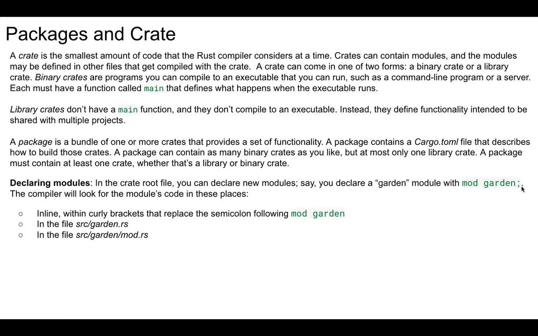So when you declare this and compile it, the compiler will look inline, within that crate itself, or under the source directory, it will look for the file garden.rs, or under src/garden/mod.rs. This is the hierarchy in which the compiler will try to find what this module contains whenever you're using the module inside a crate. So when that crate is compiled, this is the way it will use it.